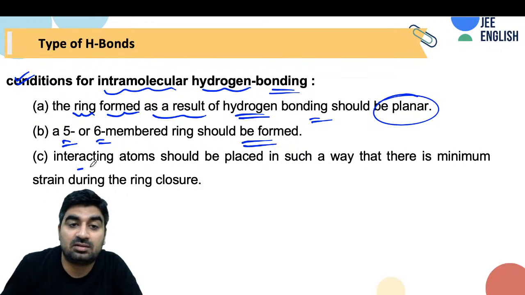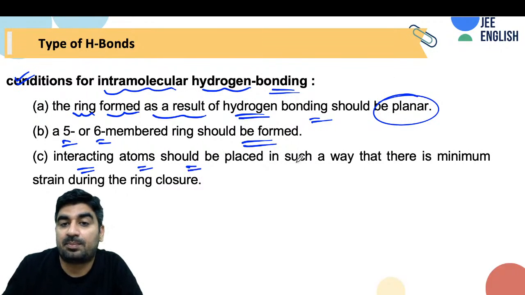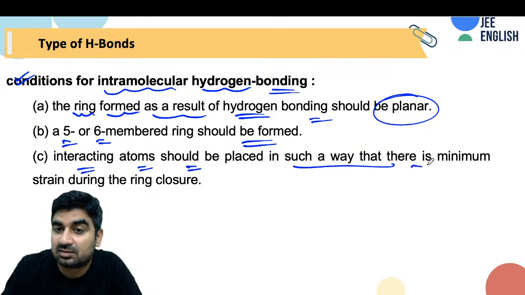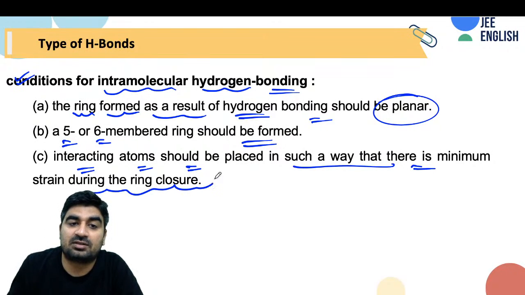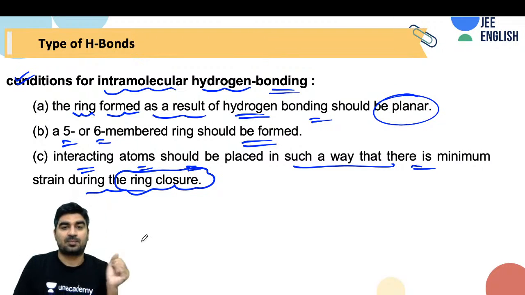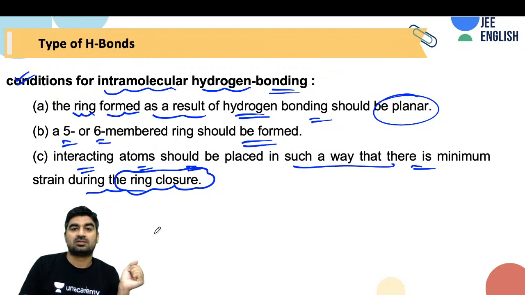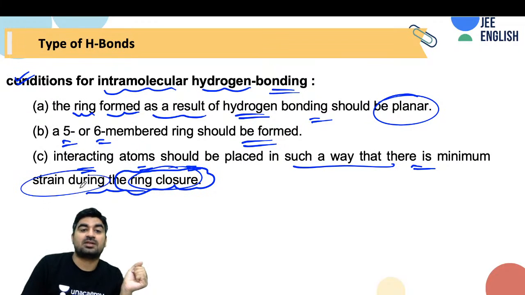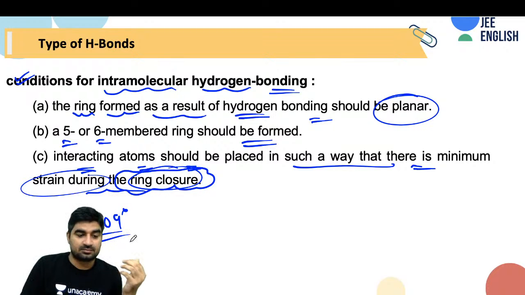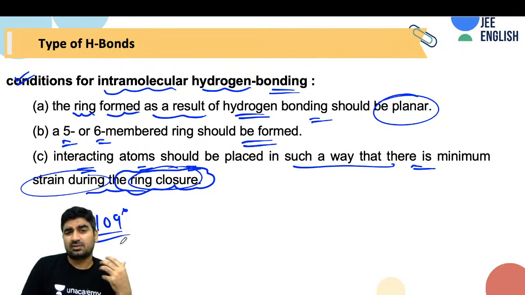Third point, interacting atoms should be placed in such a way that there is minimum strain during the ring closure. Minimum strain means the bond angle should be as close to 109 degrees as possible. That's why I told you that a 5 membered ring is not stable.